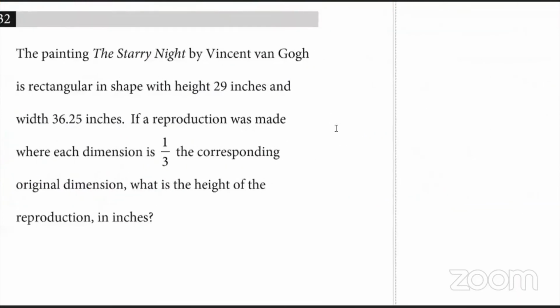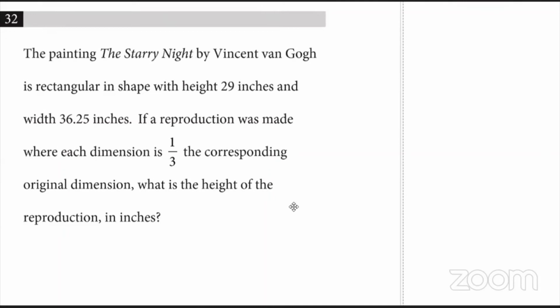So we're moving to question 32. Okay, so the painting by Van Gogh has a height of 29 and a width of 36.25. Each dimension of the reproduction is 1/3 of the corresponding original. What's the height? So maybe a chart here to stay organized. Height and width, 29, 36.25. And this is in the original.